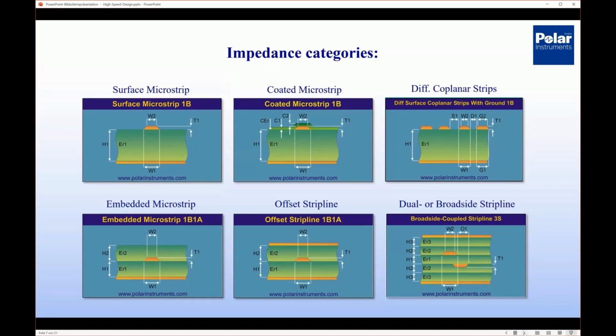In practice, we know around about 100 different structures which are used on actual designs, and these can be either surface or embedded, single-ended or differential structures.